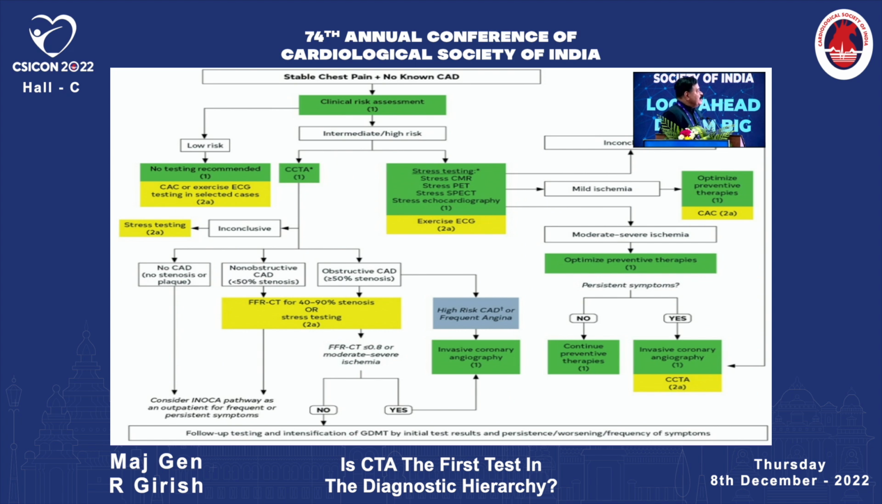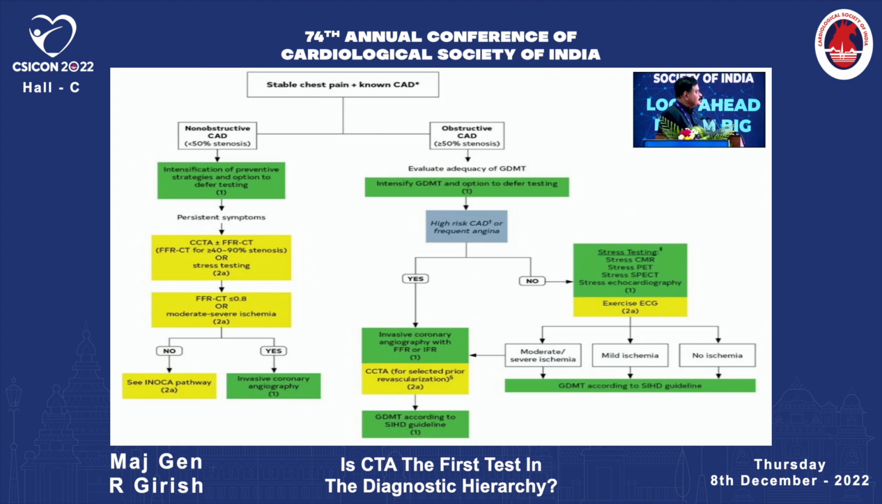Stable chest pain, no known CAD, they are first triaged into low, intermediate, and high risk. So for low risk patients, coronary calcium is recommended, and thereafter in intermediate risk and high risk patients, CCTA is recommended, and then FFRCT for 40 to 90% stenosis, or a stress testing, and based on the results of stress testing for the evaluation. If the patient had mild ischemia, it is coronary artery calcium. If it is inconclusive, then CCTA.